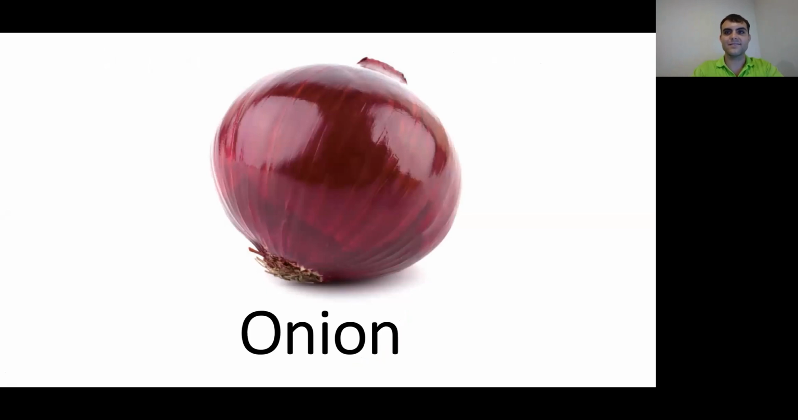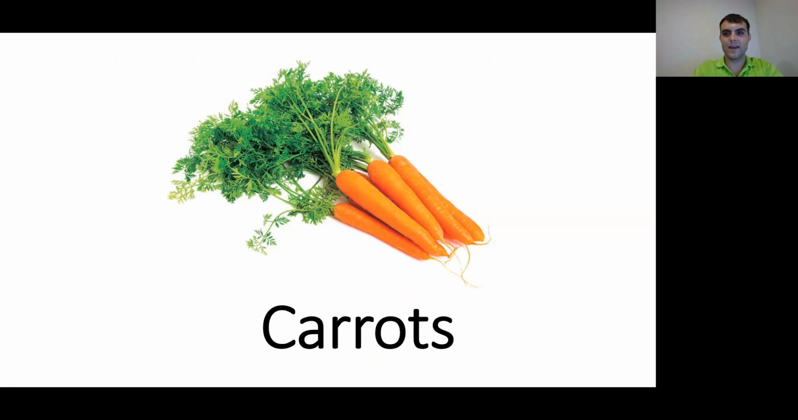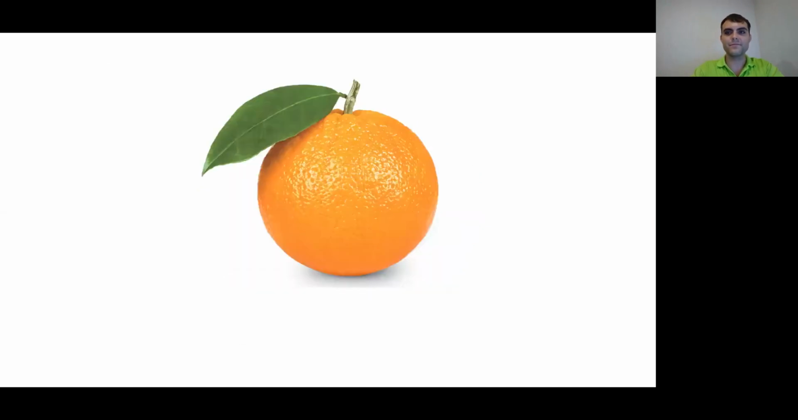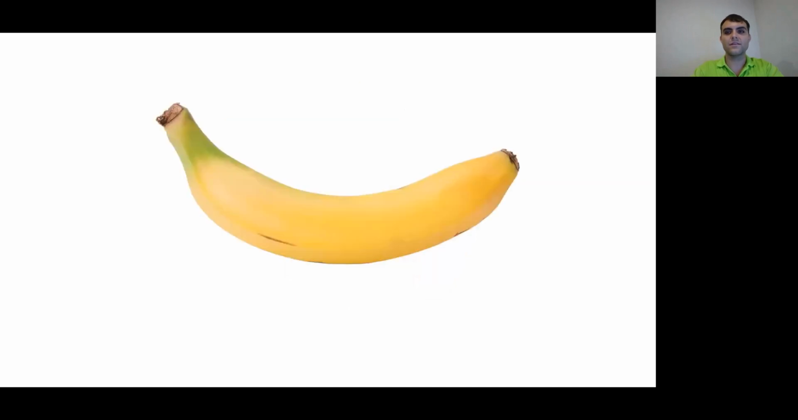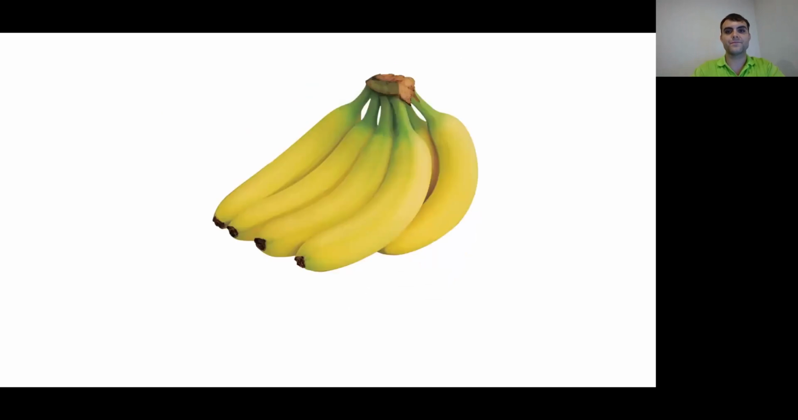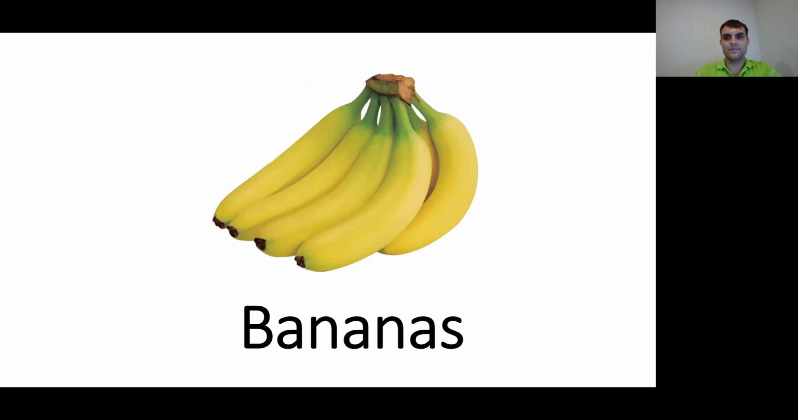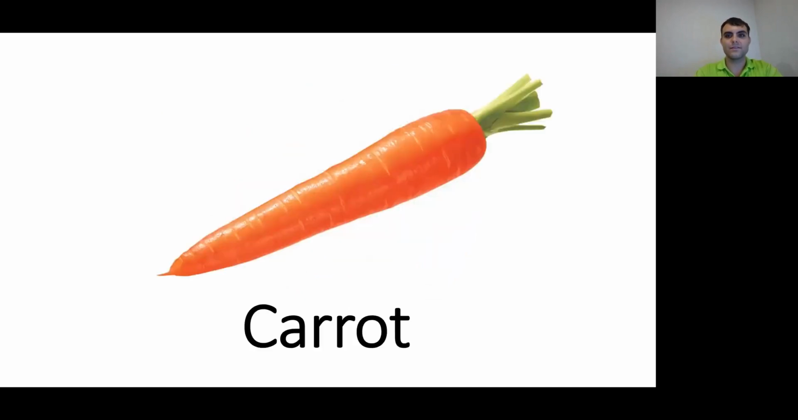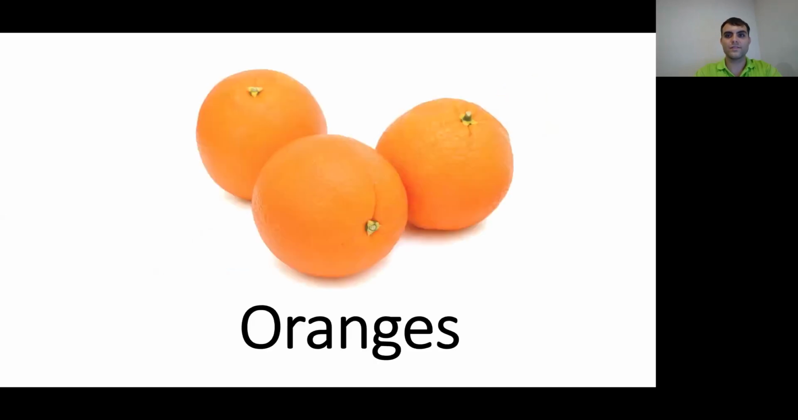Onion, carrots, apples, orange, banana, apple, bananas, carrot, oranges.